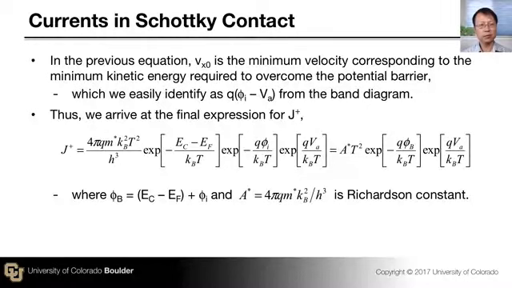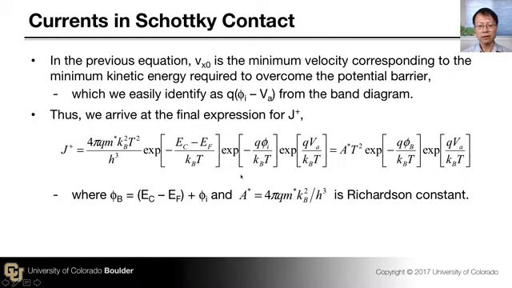You now have an expression that has only one unknown quantity, and that is this vx0. And vx0 is the minimum velocity corresponding to the minimum kinetic energy required to overcome the barrier. And what is the minimum energy required to overcome the barrier? That is the barrier height, which is q times the built-in potential minus the applied voltage. So now let 1/2 m vx0 squared equal this.